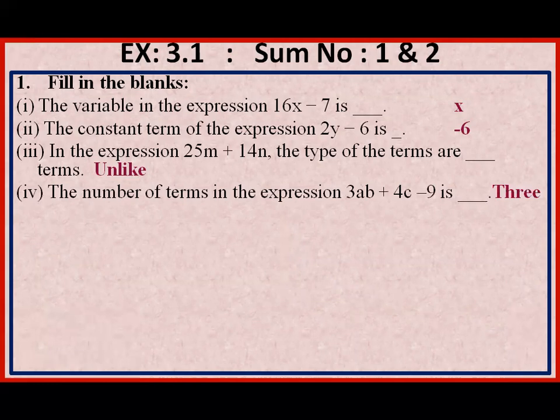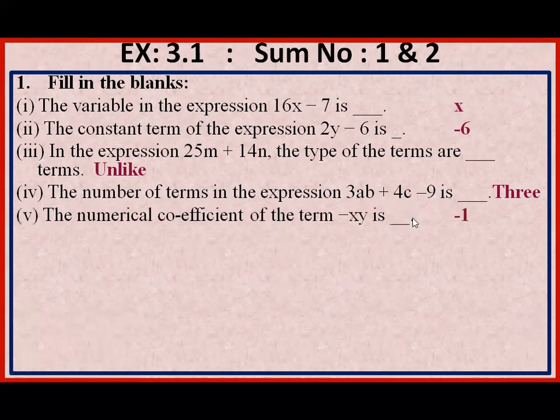The number of terms in the expression 3ab plus 4c minus 9. So there you have three terms. 3ab is one term, 4c is another term, and 9 is a constant term. So you have 1, 2, 3 terms.